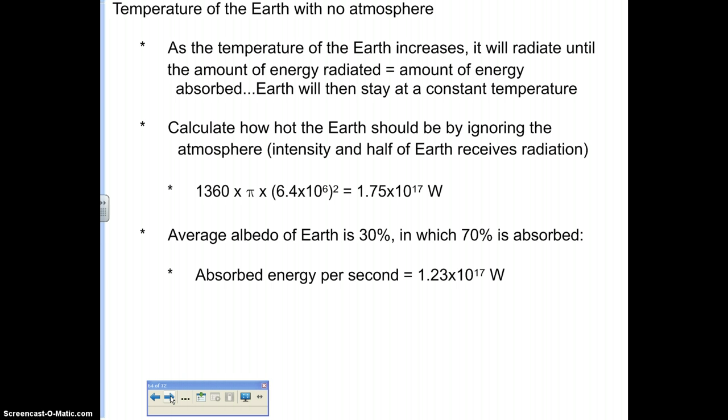But we can calculate how hot the Earth should be by ignoring the atmosphere, using intensity, and half of the Earth receives radiation. This is the calculation that you would choose to use. The average albedo of Earth is 30%, in which 70% is absorbed. Therefore, the absorbed energy per second is 1.23 times 10 to the 17th watts.